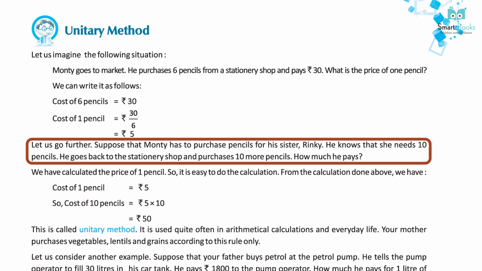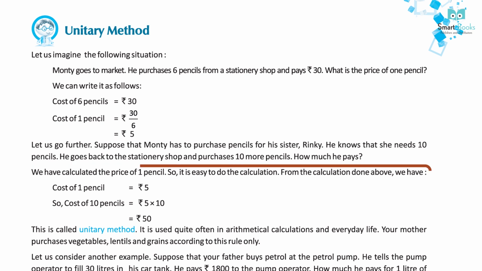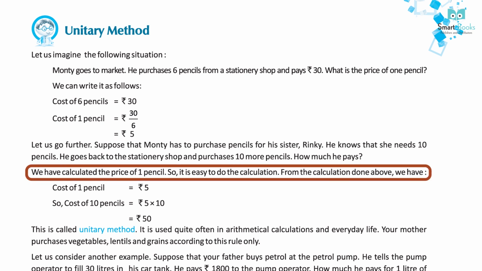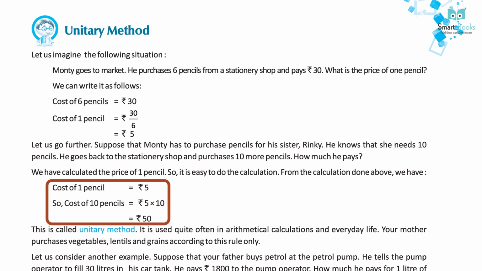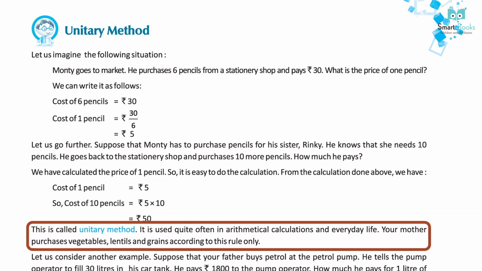Let us go further. Suppose that Monty has to purchase pencils for his sister, Rinky. He knows that she needs 10 pencils. He goes back to the stationery shop and purchases 10 more pencils. How much does he pay? We have calculated the price of 1 pencil, so it is easy to do the calculation. Cost of 1 pencil equals rupees 5. So, cost of 10 pencils equals rupees 5 into 10 equals rupees 50. This is called unitary method.